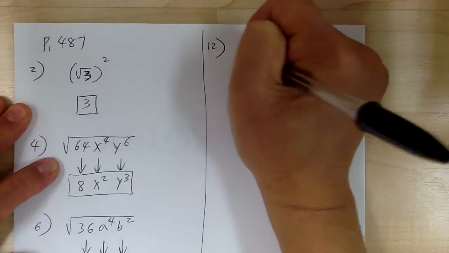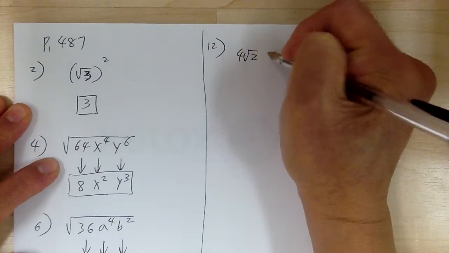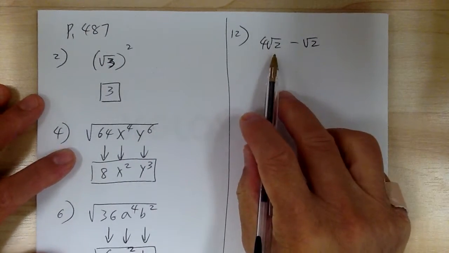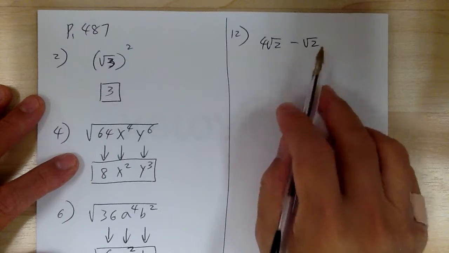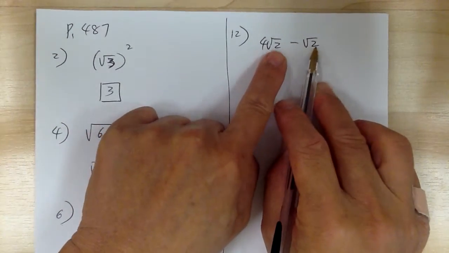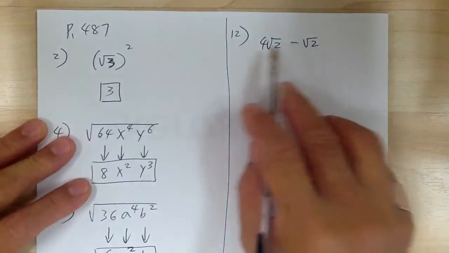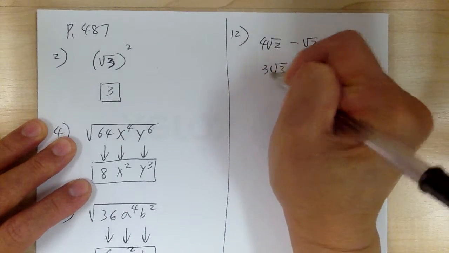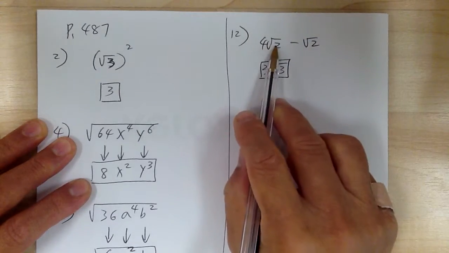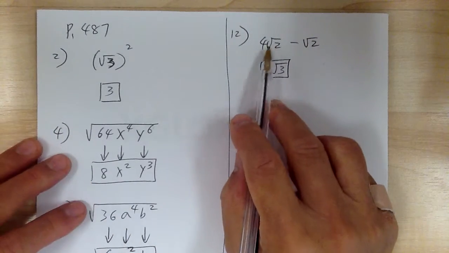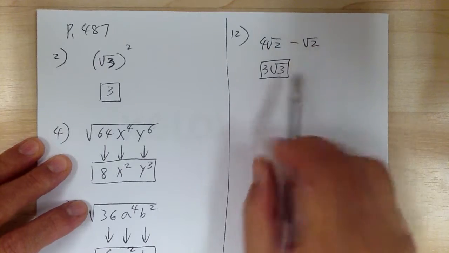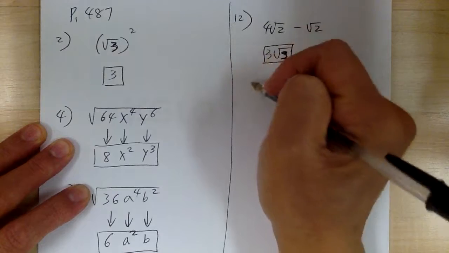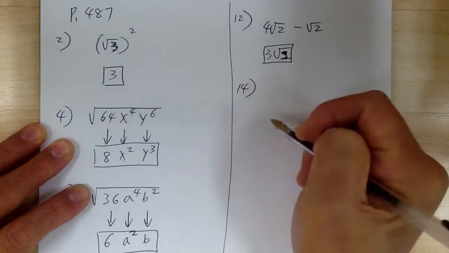Number 12, you have 4 square root of 2 minus square root of 2. To do the subtraction, you have to have like terms. That means you need to have the same radicands. Both are square root of 2, so you're good. 4 of these minus 1 of these, you get 3 of them. That will be your answer. Again, think of this like your label, apples. So 4 apples minus 1 apple, you get 3 apples.